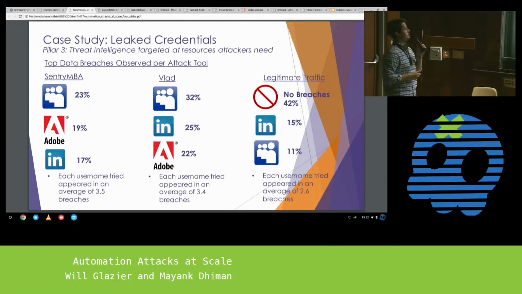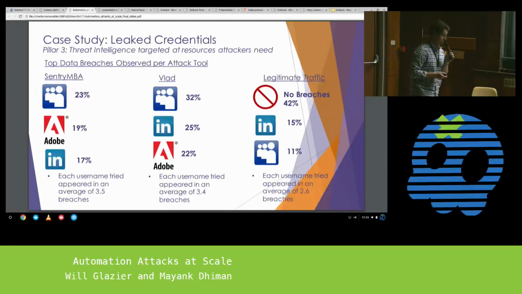And so here are some observations from traffic from all of those attack tools versus legitimate traffic. With the attack tool Sentry MBA, we saw 23% of the credentials tried were available in the MySpace breach, 19% in the Adobe breach, and 17% in LinkedIn. And importantly here, each username tried appeared in an average of 3.5 breaches. The other attack tool, the one that was impersonating Firefox 40, showed very similar, actually even higher ratios of those credentials being bad.